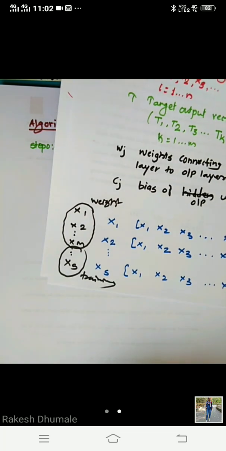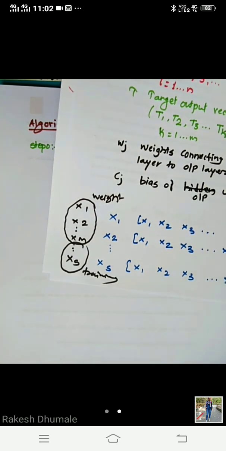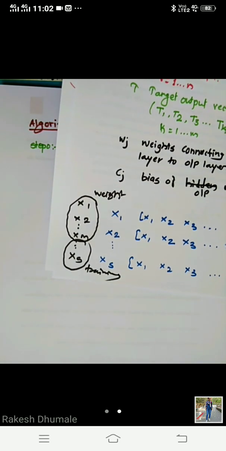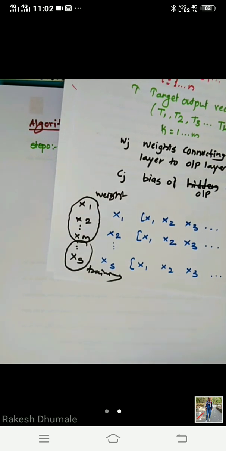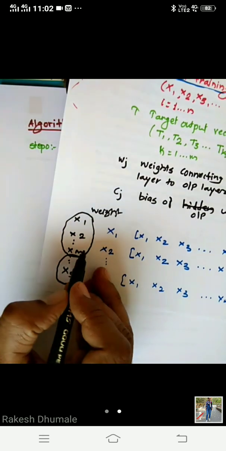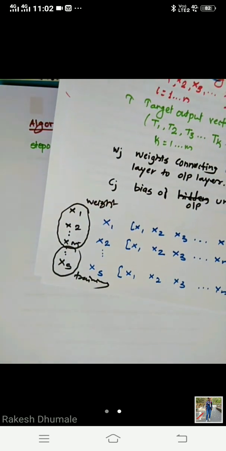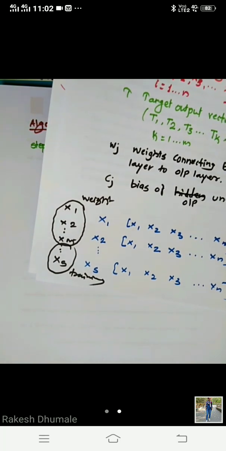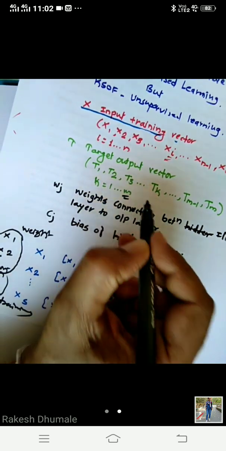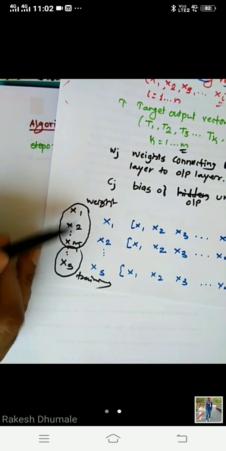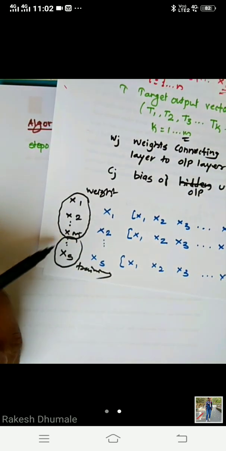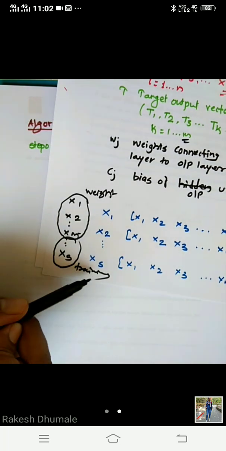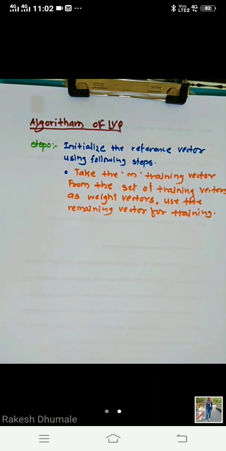Are you getting this one? How to define the weight vector? The weight vector is nothing but the input training vectors. Why are we taking m? Is there any idea? Yeah, there are m number of classes. So therefore, we are taking m number of weights from the input training vectors, and the remaining input training vectors are used for the training. Is it correct? So this is the first step where we are taking m number of input training vectors.